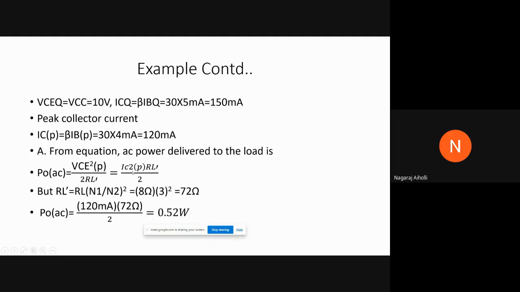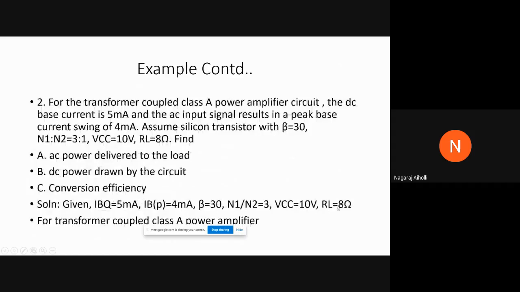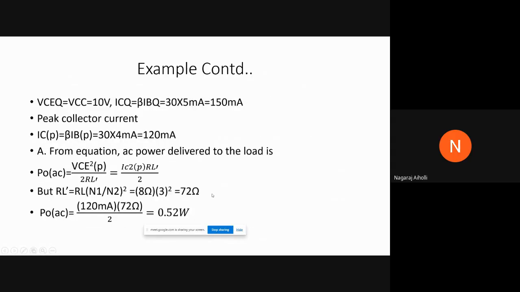Yes or no? So RL dash is given by RL into N1 by N2 the whole square. RL is 8 ohms, it is given. This into N1 by N2, which is 3 or 3 is to 1, the ratio of primary to secondary turns. Substitute that. So it will be 8 ohm into 3 square, that is 8 ohm into 9. That comes out to 72 ohms. That means the value of RL dash is equal to 72 ohms.